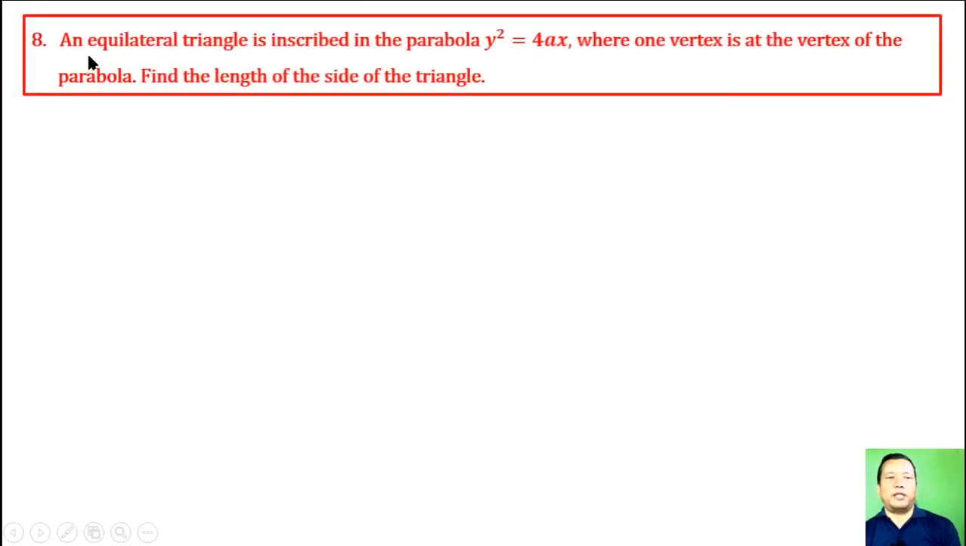Question number 8. An equilateral triangle is inscribed in the parabola y squared equal to 4ax, whose one vertex is at the vertex of the parabola. Find the length of the side of the triangle.